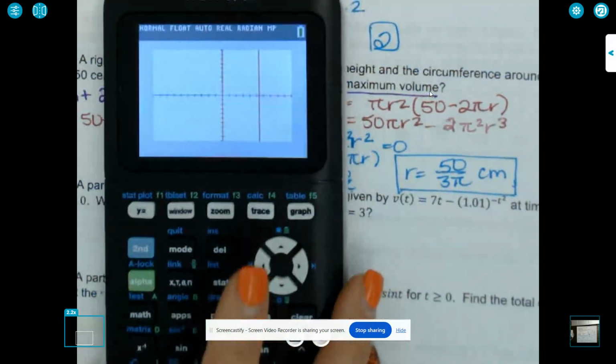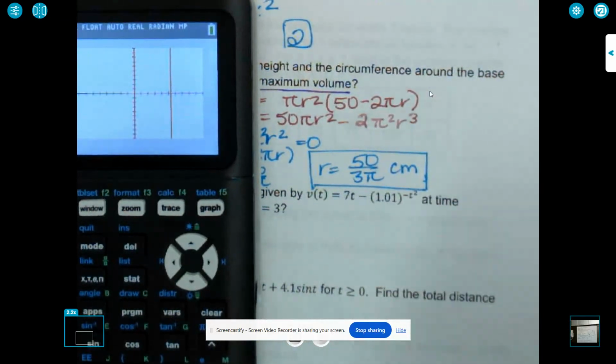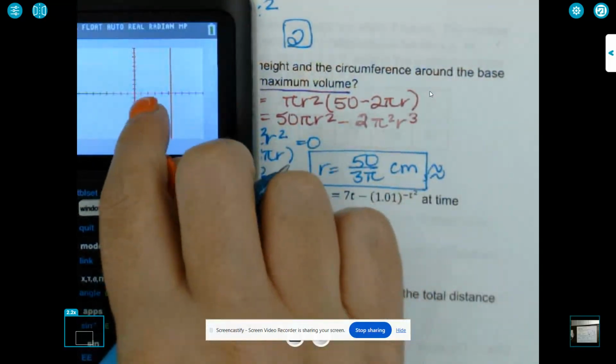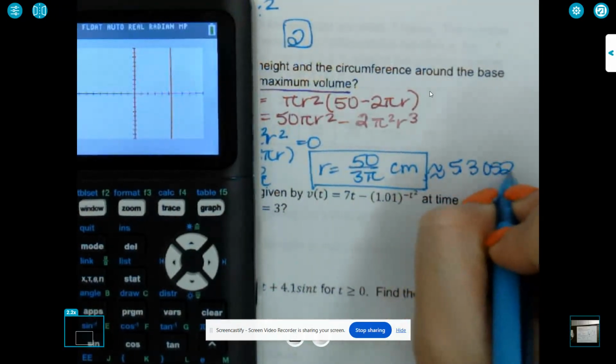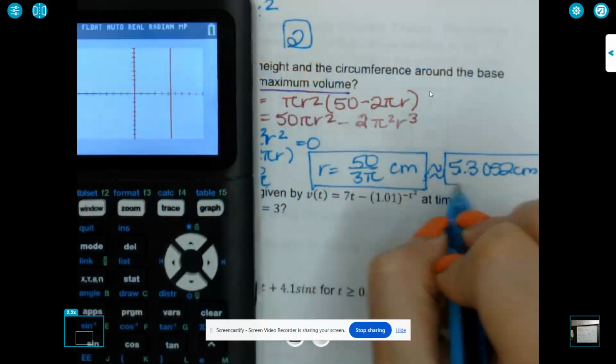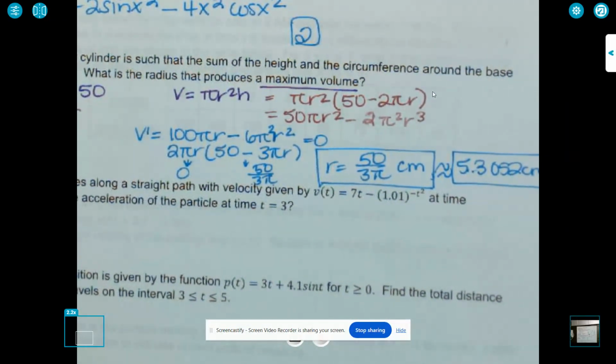Okay, so then right here, if you notice, because this is what we were talking about in class, this is the same thing. If you were to find that 0 right there, it's going to be 5.3052 centimeters, and there's nothing that tells me it has to be either one, so we did talk about that in class as well. All right.